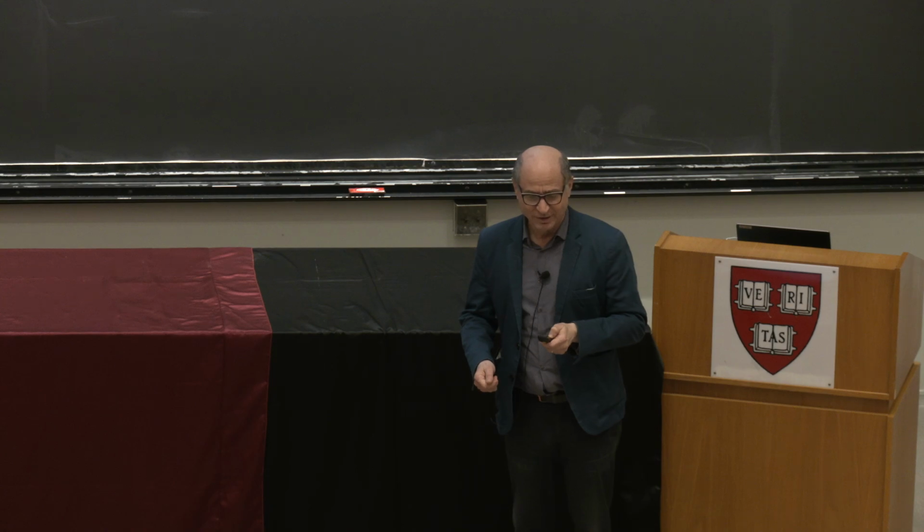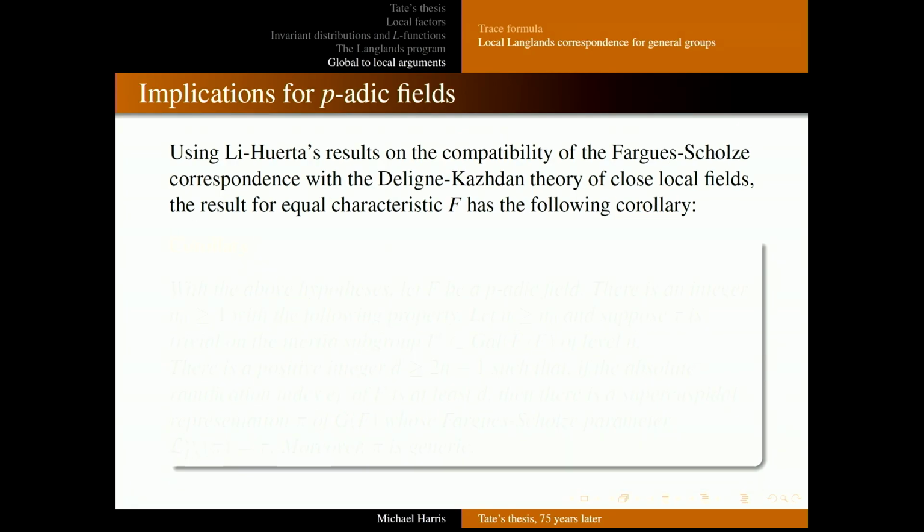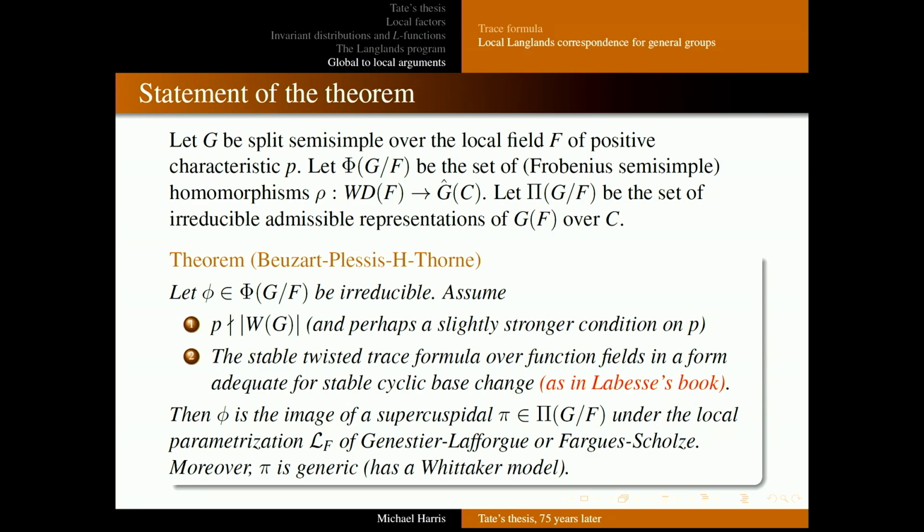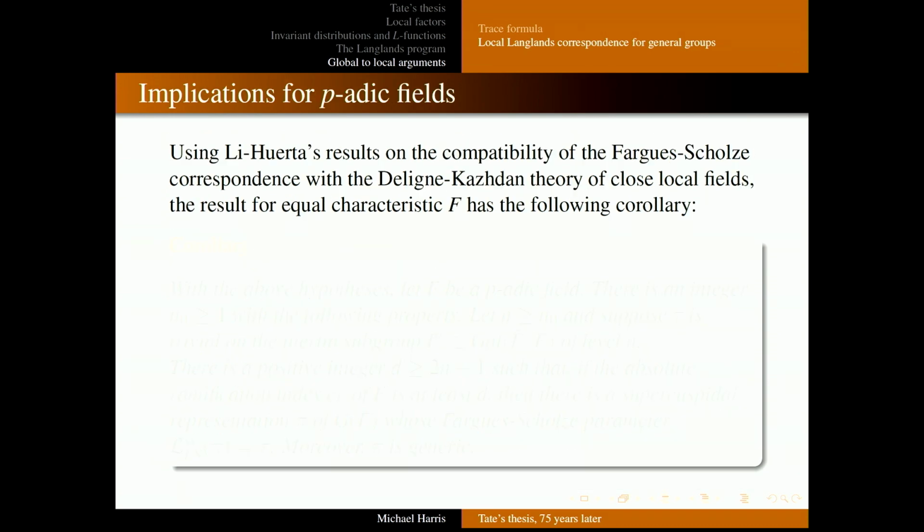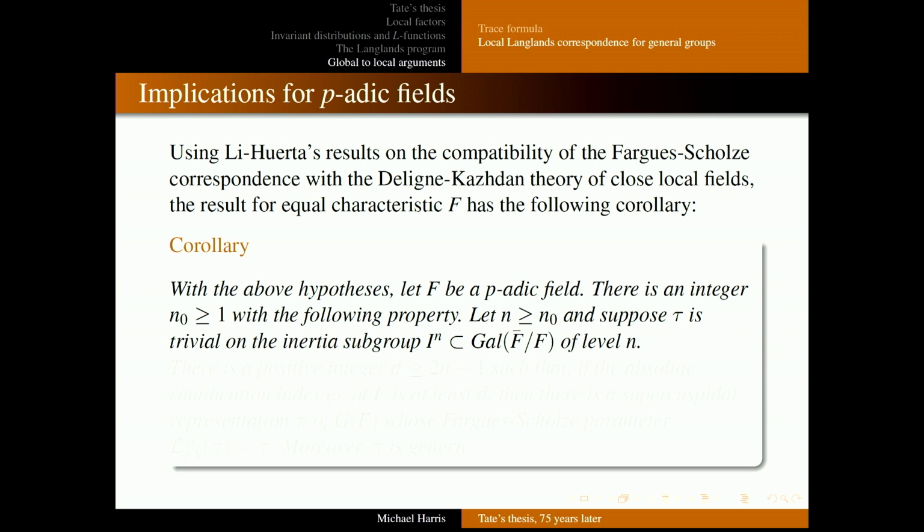Did I write the dual group? Yeah, okay, I did. I didn't say what it was. That is the dual group. This thing is the Langlands dual group. So you have a parameter. Suppose τ is trivial on the inertia subgroup of level n in the upper numbering.